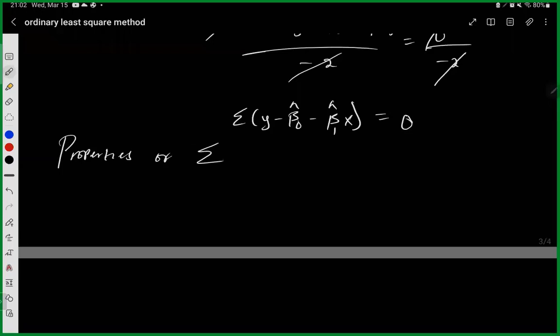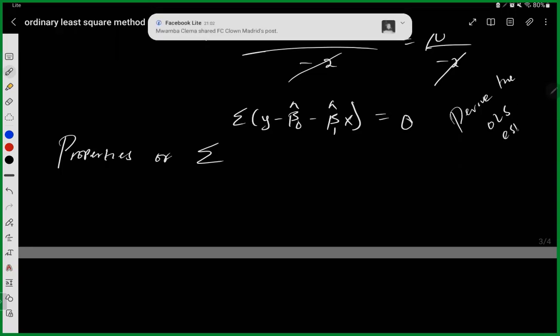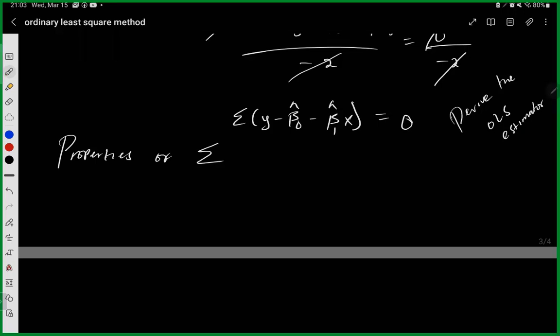Before proceeding, Mr. Manam, a question can come in to say differentiate with respect to beta 0 or beta 1, or derive the OLS estimators. Yes, it's there in your past papers. You'll find it. I'll show you.